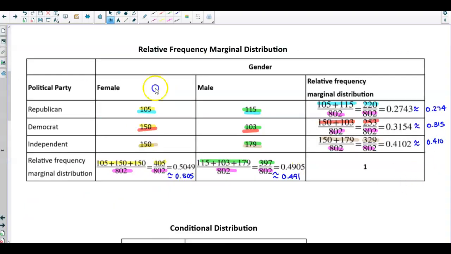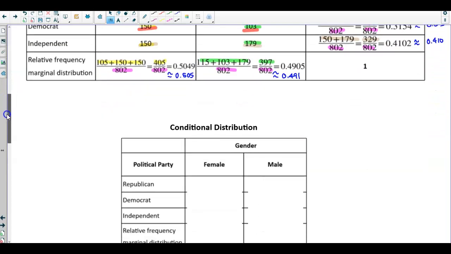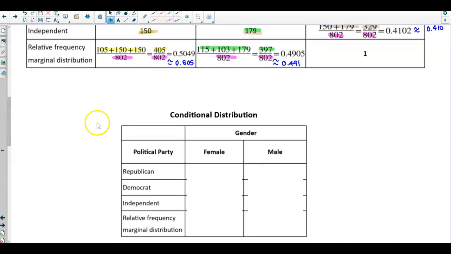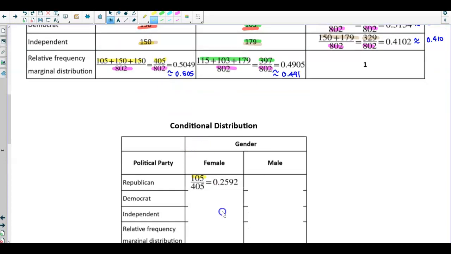So let's go ahead and now let's take a look at creating a conditional distribution. Okay, so what are we going to do for that? Well, we're going to take our value, which is 105. So we're taking our 105 that represents females that are Republican, and then we're going to divide it by the column total, which is 405. So we're going to divide that by 405, and that gives us 0.25292.